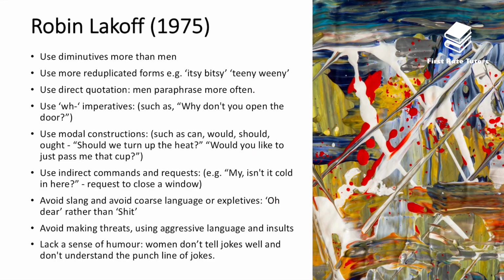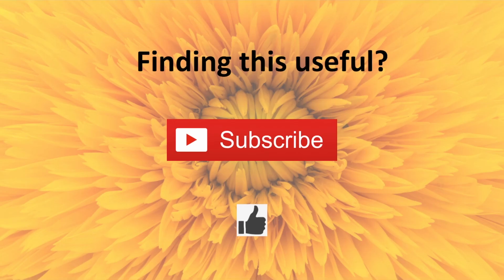They use indirect commands and requests. For example, my, isn't it cold in here? as an indirect way of asking to close a window. They avoid slang and coarse language or expletives, saying oh dear rather than bleep. And they avoid making threats, using aggressive language and insults. And they lack a sense of humour. Women don't tell jokes well and they don't understand the punchline of jokes.